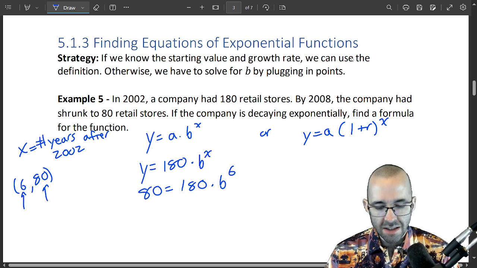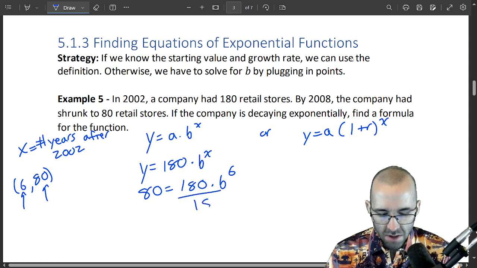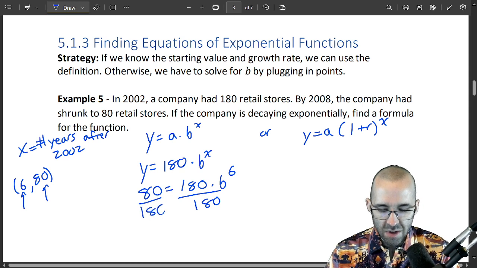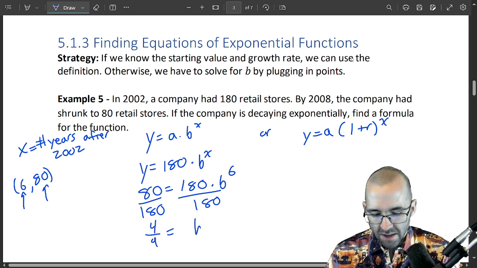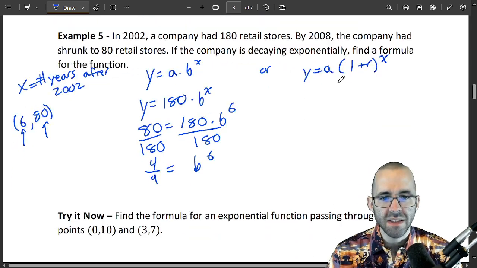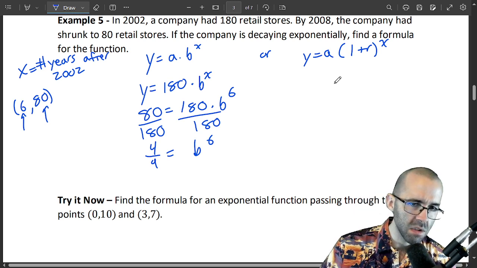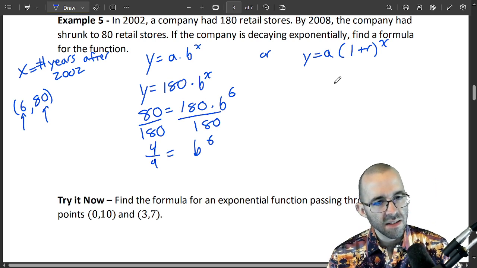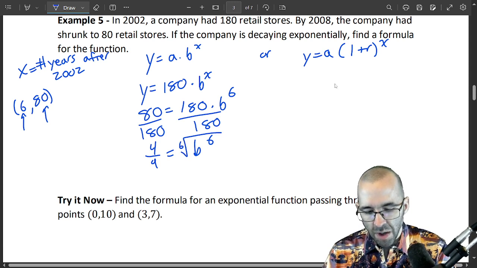Well, we have to get B by itself. Just like any equation, or most equations, we follow reverse order of operations. We divide both sides by 180. That's going to simplify down to 4/9, I think. It's equal to b to the 6th. How do we get the b by itself? Well, if it were b squared, we would square root. If it's b to the 6th, we 6th root. So we're going to take the 6th root of both sides.